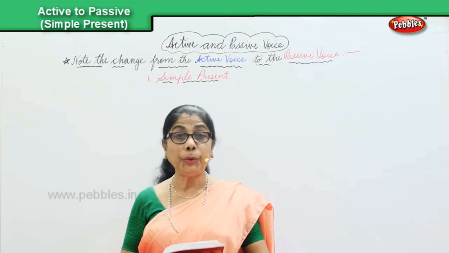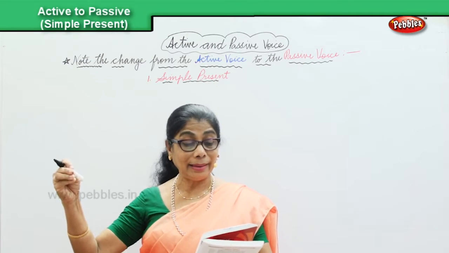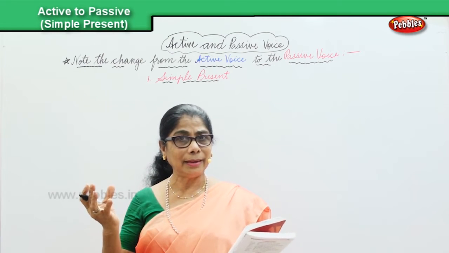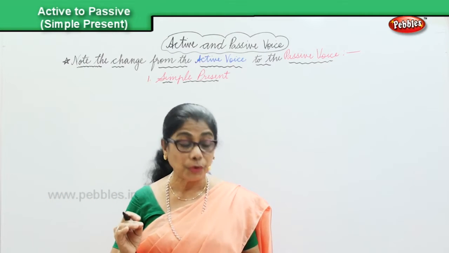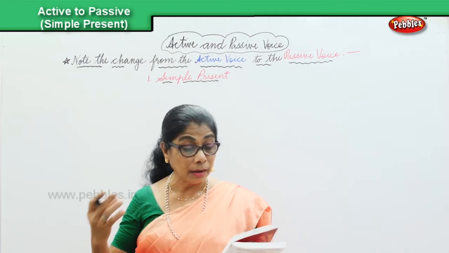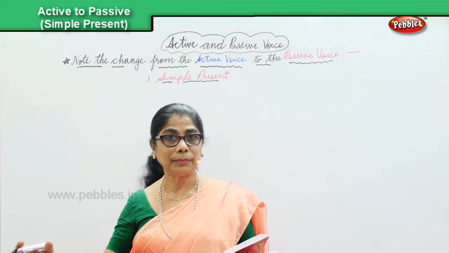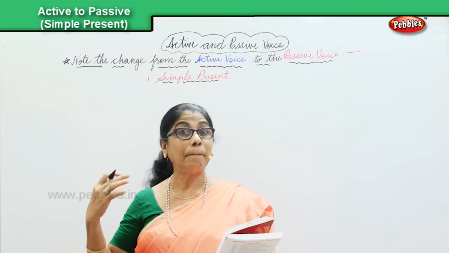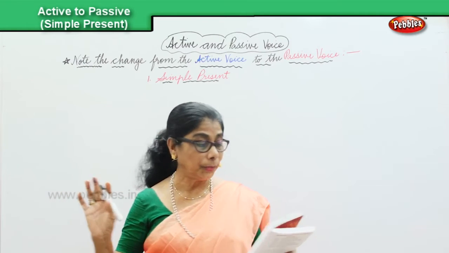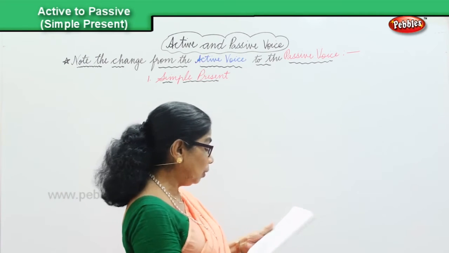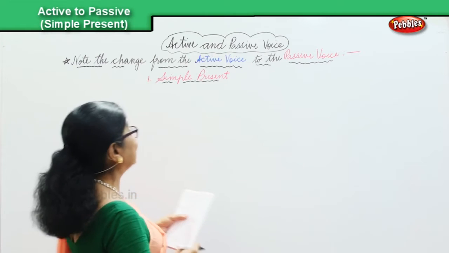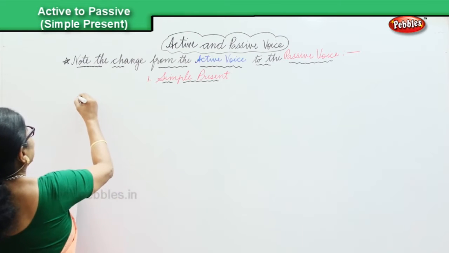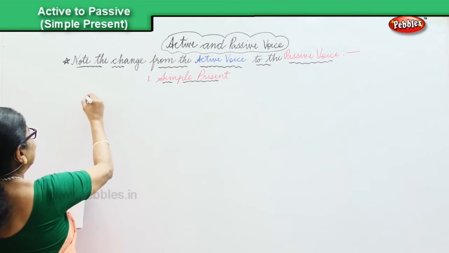Another sentence. The peon rings the bell. Active. Rings is the verb, so it is active. Passive voice says, the bell is rung by the peon. So let's look at some of the sentences here. The first one we have is active. Let's say we are looking at first the active one.